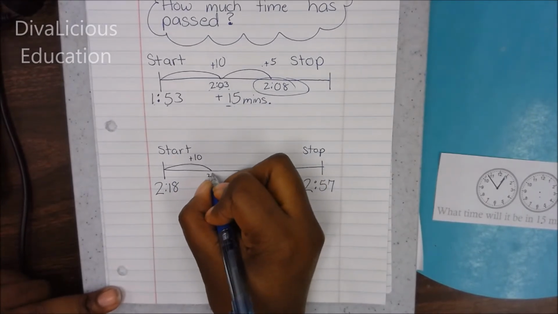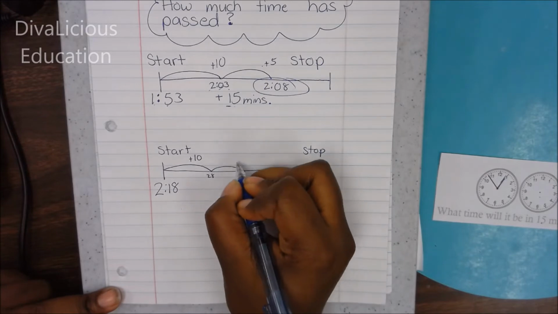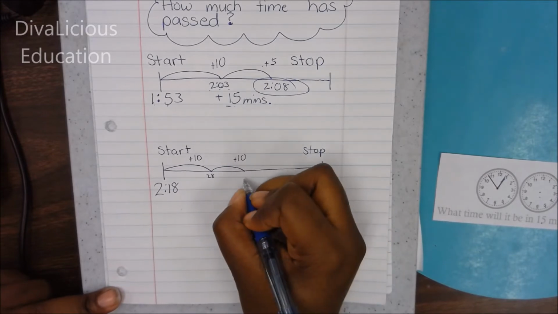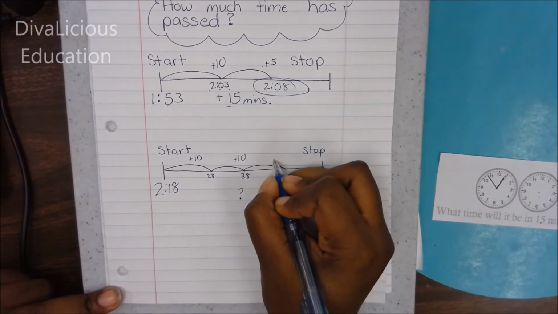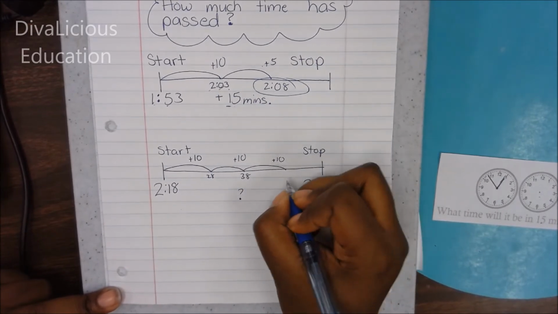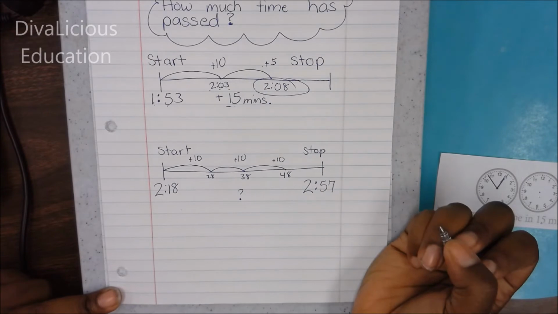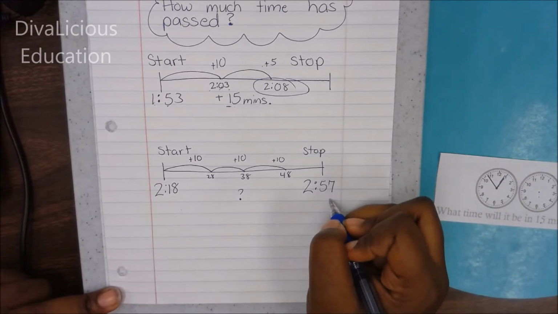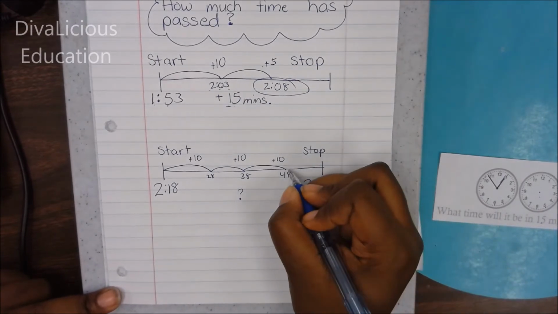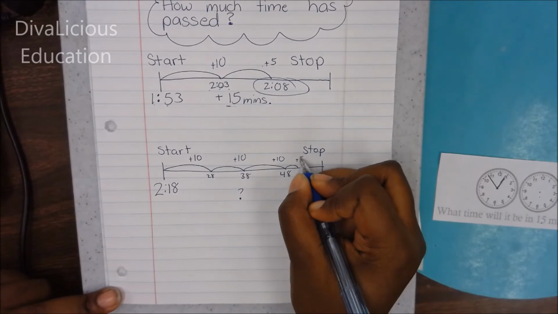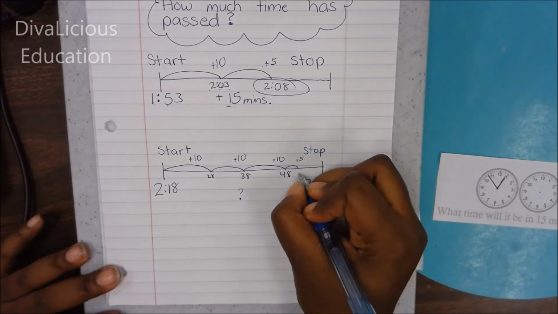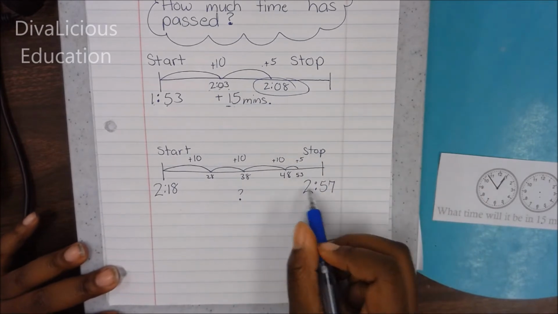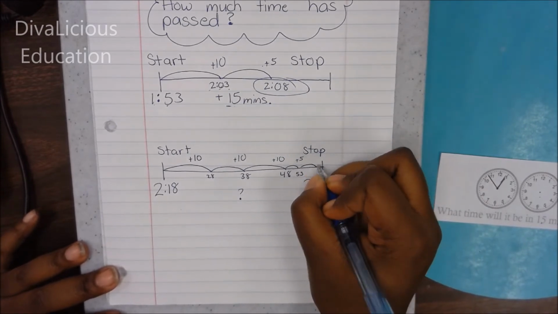That would get me to 28. I can add another 10 minutes. That would get me to 38. We can add another 10. That would get me to 48. And if I add another 10, it would be too much. So maybe let's try adding 5. That would be 48. Plus 5 would make 53. And now I know that I'm only 4 away from 57.